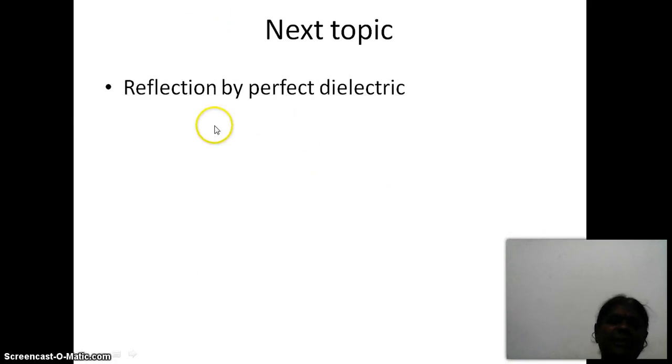The next class will discuss reflection by a perfect dielectric. So what will be the difference? In that case we cannot consider that the total energy is reflected. We have to consider that a portion of the energy is transmitted. So that means there will be a transmitted wave, an incident wave and a reflected wave. We will discuss that in the next session.